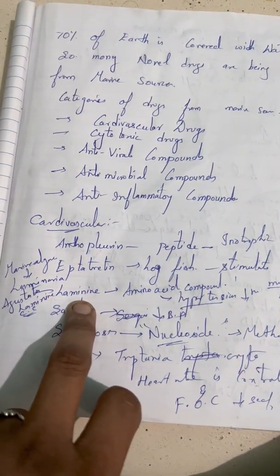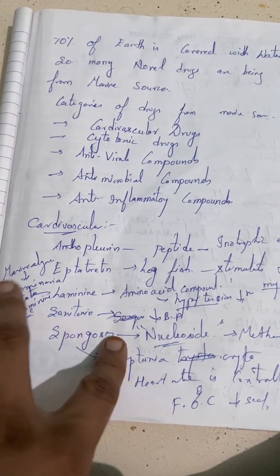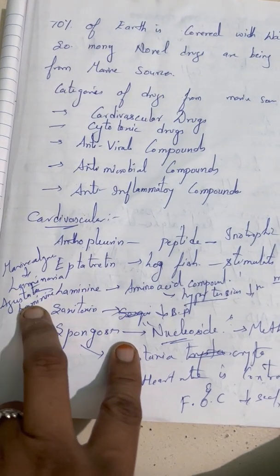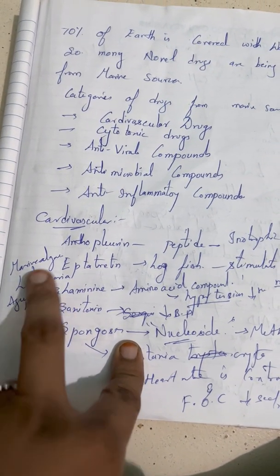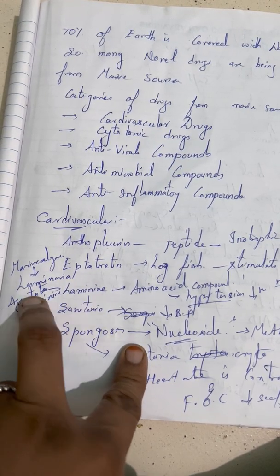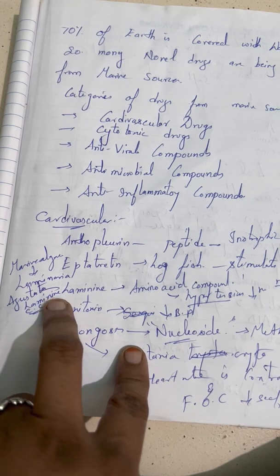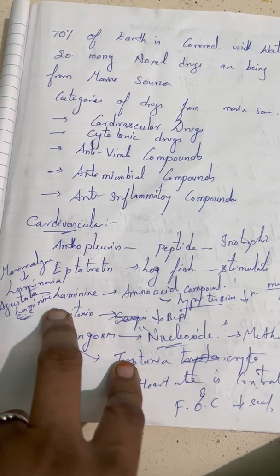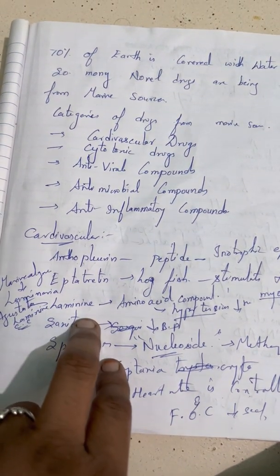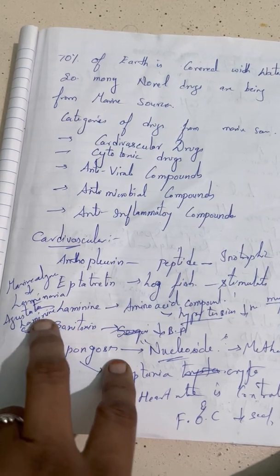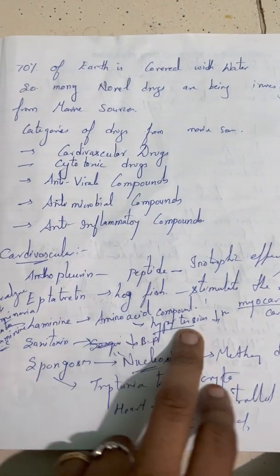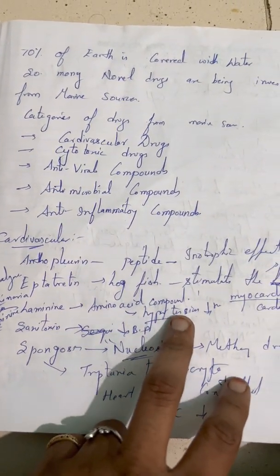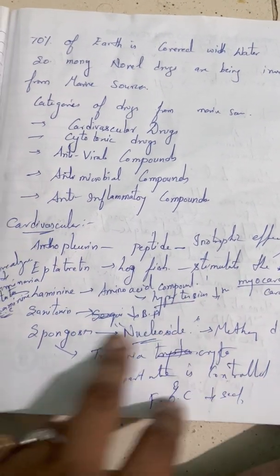Next, laminin. Laminin is obtained from the marine algae Laminaria angustata, which is the botanical name. Laminin is the active constituent present in this marine algae, an amino acid compound. It decreases hypertension, so it is helpful in reducing hypertension. That is the main thing.